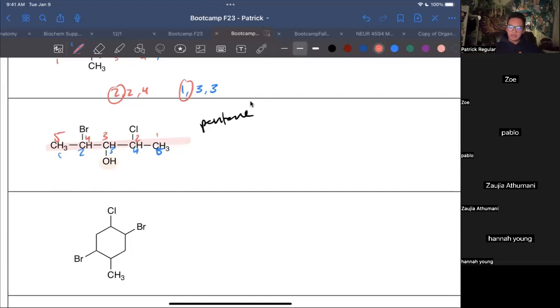So let's look at the numbering scheme as a whole. Left to right, it would be 2, 3, 4. Right to left, 2, 3, 4. Again, we have a tie. What is our tiebreaker?